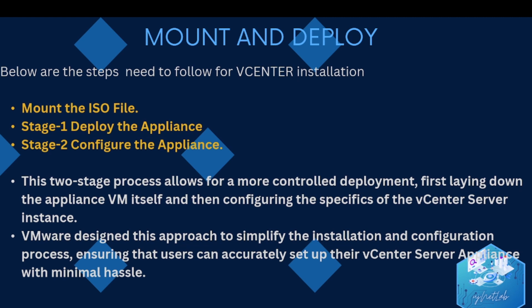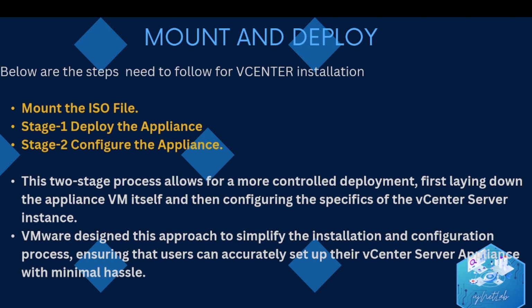Now what we need to do is mount and deploy. The vCenter installation happens in two stages. First of all, you deploy the appliance. You deploy the VM. Basically, you create a virtual machine and install the Linux machine. But that installation has to happen on the ESXi host. You cannot just start one blade server, install Linux, and on top of that Linux install the vCenter. No, it's not possible. It should have ESXi installed there.